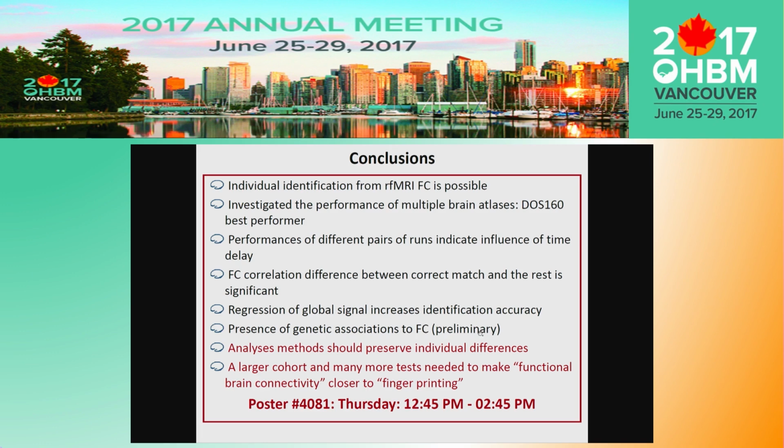So what's the take-home message here? I think as a community, we do a lot of group analysis, and we need to develop analysis methods that preserve individual differences. Now, a larger cohort and many more tests are needed to make functional brain connectivity closer to a fingerprint, even though our rates are very high. And I have quite a few ideas, but would like to get your thoughts and hope I could talk to you after the talk or at the poster, which is 4081 on Thursday afternoon session.